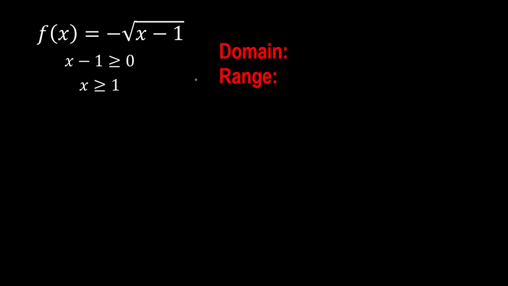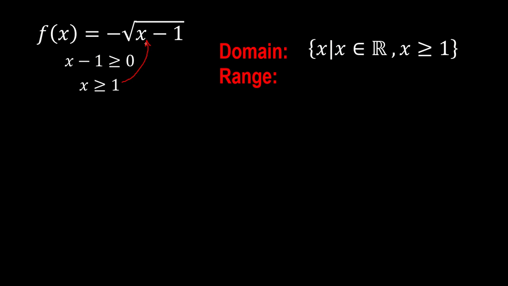Now, given that the domain is x greater than or equal to 1, let's find the range. Let's substitute. If we substitute 1, 1 minus 1 is 0, so that is 0. Then another one, let's say we substitute 2. We have 2 minus 1 is 1, the square root of 1 is 1, then we have here a negative sign, so it produces negative 1. So we have 0, we have negative 1.